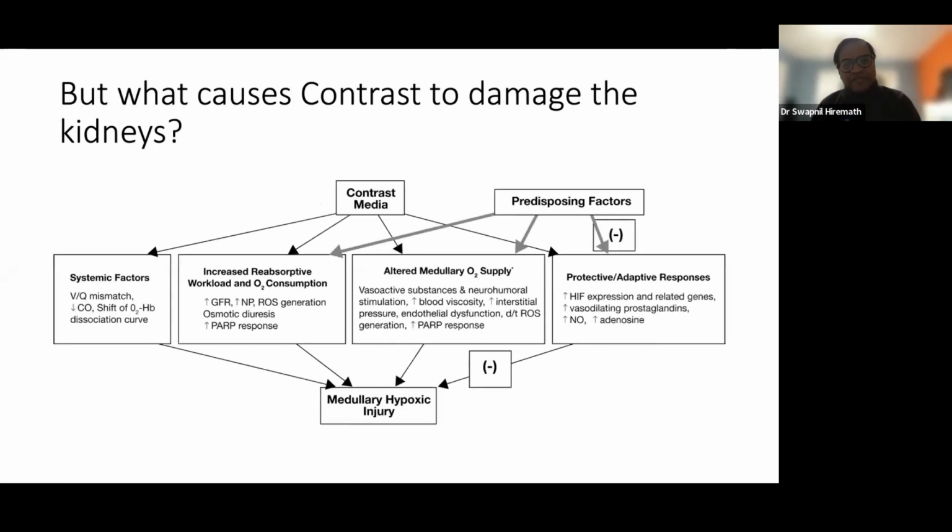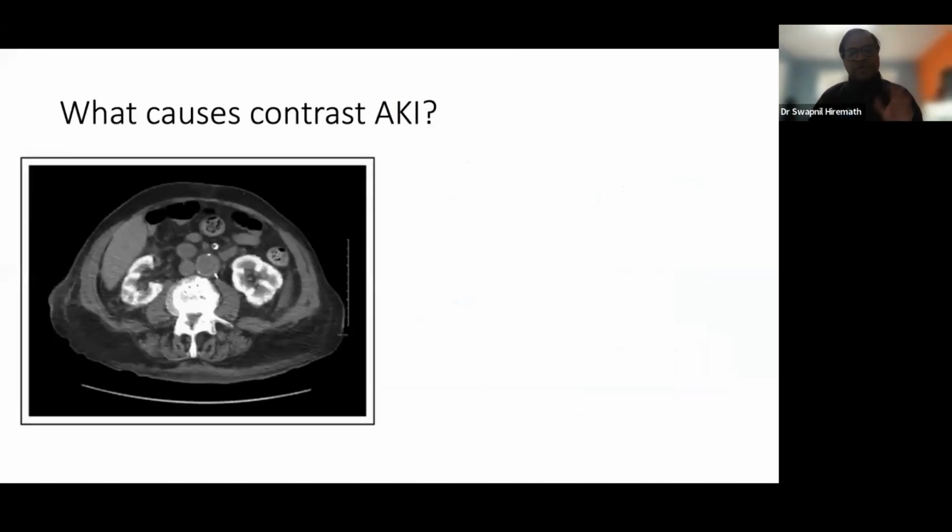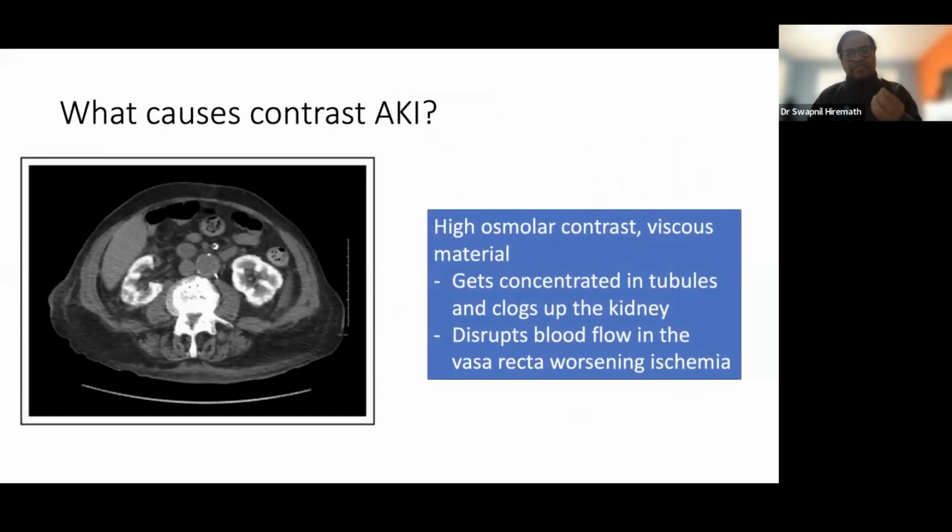you will have these arrows going in all sorts of directions. There is medullary oxygen supply, there's reactive oxygen species, or there are these kind of fancy diagrams that have arrows going in all directions. I would say it's best to go back to that CT scan I was showing you. There is contrast that is stuck in the kidney. So the contrast medium, even the low osmolar contrast, is higher osmolar than the serum. And it is viscous. It's not just osmolarity that matters.